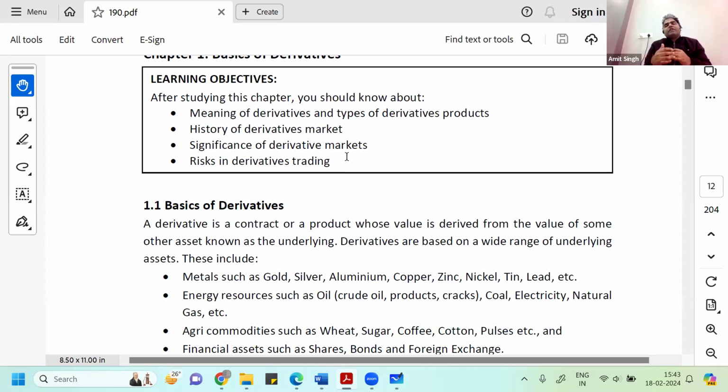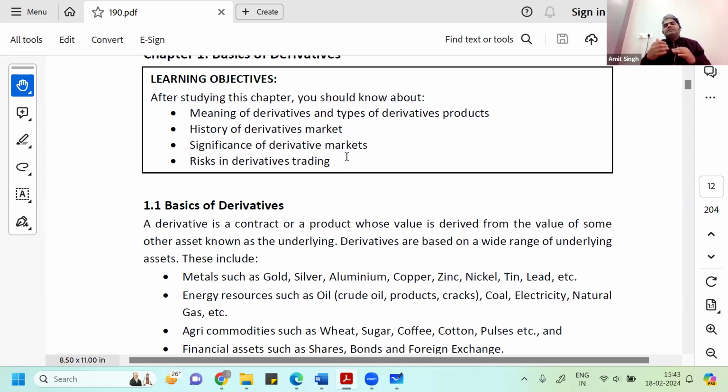In derivatives, a person who commits to buy something in the future and a person who commits to sell something in the future come together and mutually discuss the terms of the contract, or they can go to the exchange and the exchange tells them the terms of the contract. But here, the person who wants to act as a buyer in the future and the person who wants to act as a seller in the future are both coming together.